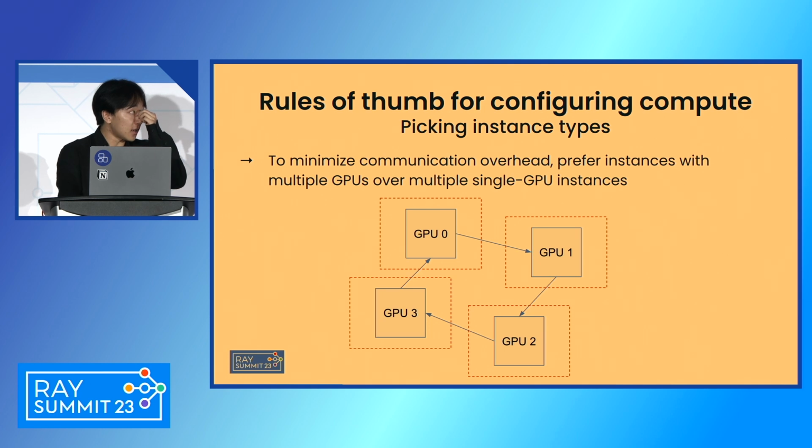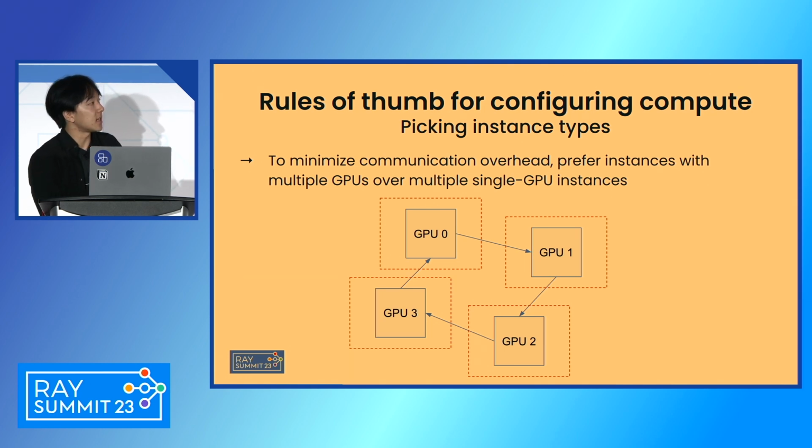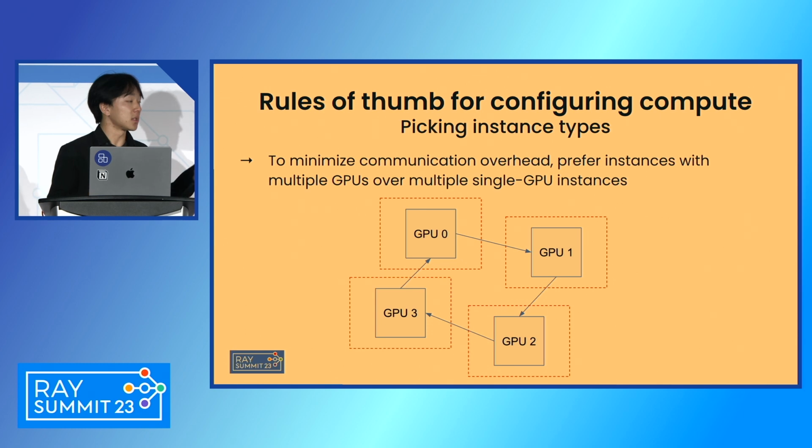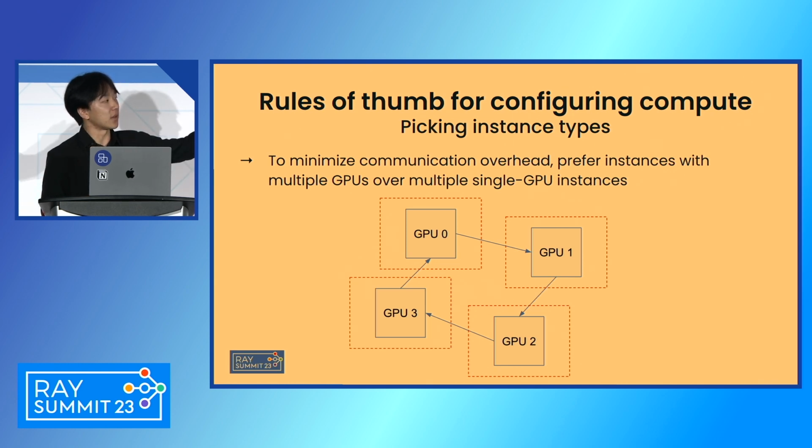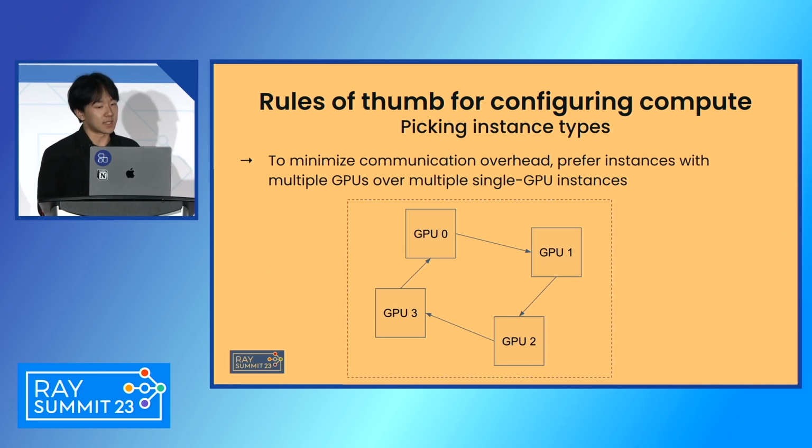Okay, so moving on, the next thing that we want to talk about is picking my instance types. To minimize the communication overhead, we want to prefer instances with multiple GPUs rather than have a distributed cluster with multiple single GPU instances. In this diagram, every single GPU is on a different worker node, and we're doing some kind of all reduce operation. We see that there's going to be some latency between each of these edges, and we can minimize that by consolidating them onto a single node.